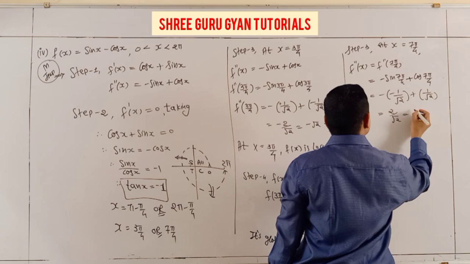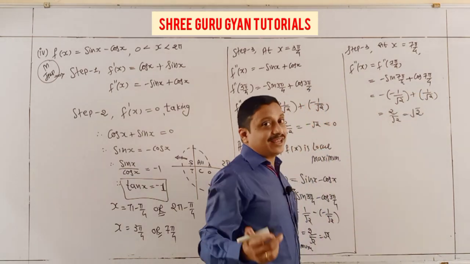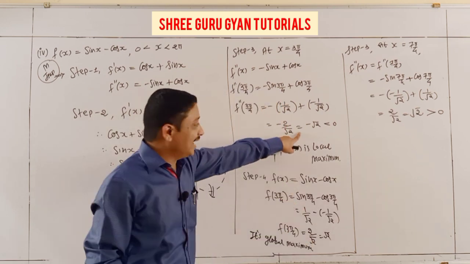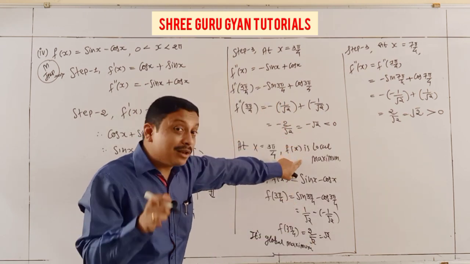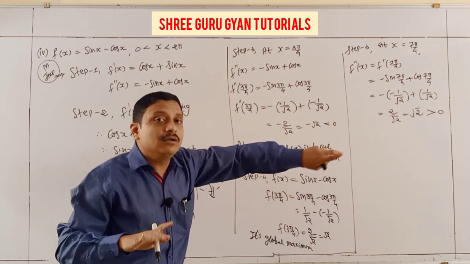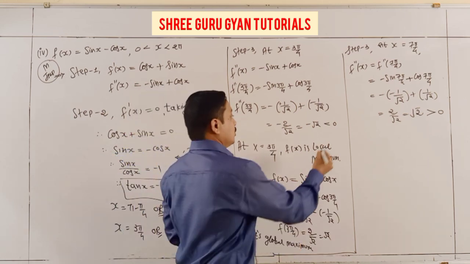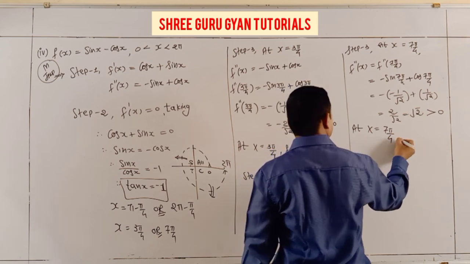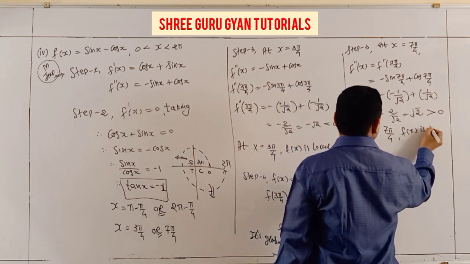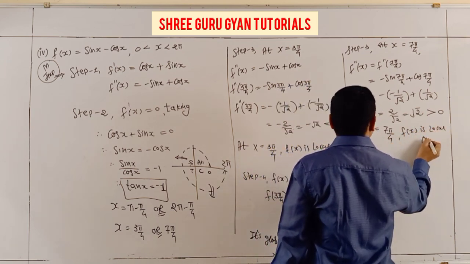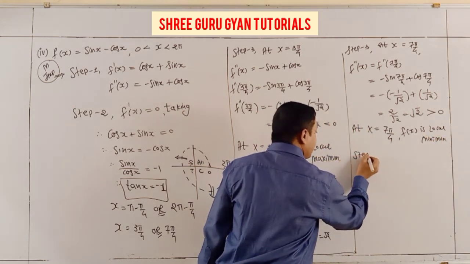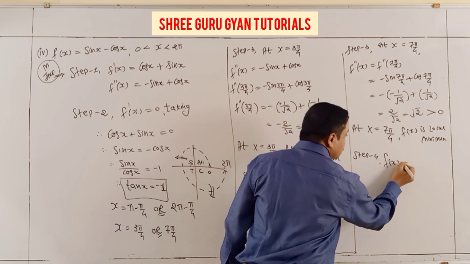It means root 2, students. It is a purely positive number. In the negative case we define a local maximum, here local minimum. So at x is equal to 7 pi by 4, f(x) is a local minimum. And now I am going to the same step 4, putting down in your f(x).